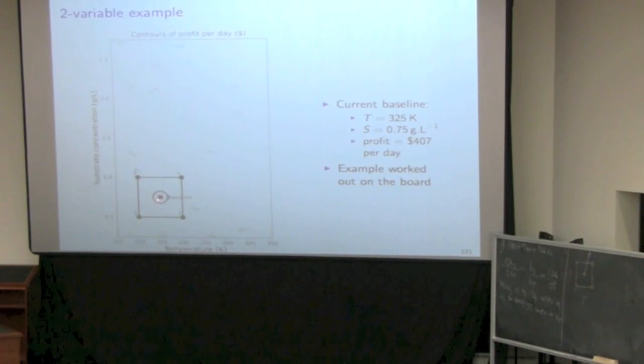So there's my baseline, that's my 0, 0 point. So we're going to make a 1 unit increase in XT. We're going to go up by 5 kelvins in that direction. So my next point is going to be somewhere over there. So I'm expecting a value of 330 kelvins for my fifth experiment and some value of substrate concentration that's stored in that interval. Let's see how much it is exactly.